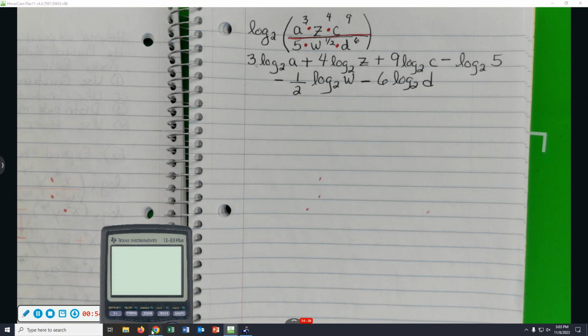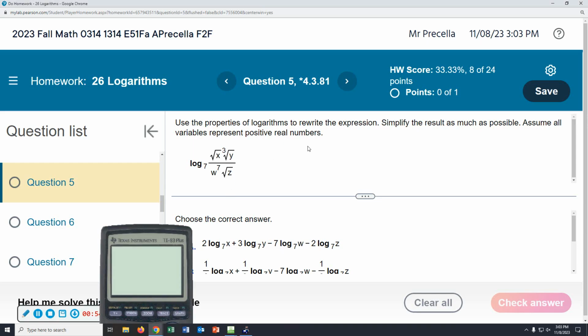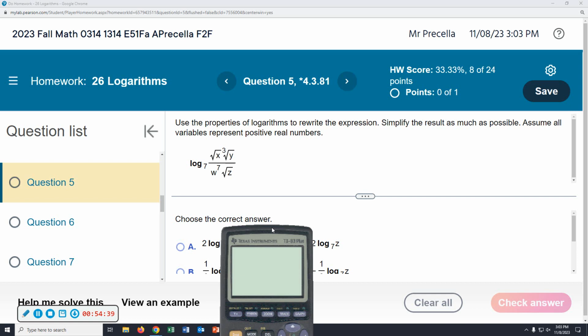Now let's do number 5. Okay, we're just going to do it real fast. Close that calculator. I'm hiding the choices. Okay. I'm going to do one, then I'll switch back. I've just been aching to expand a logarithm.